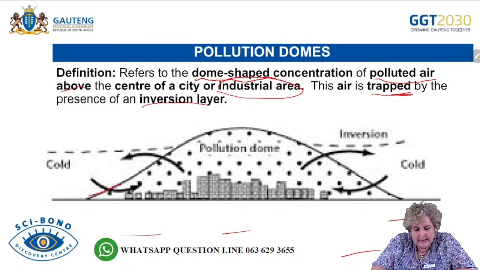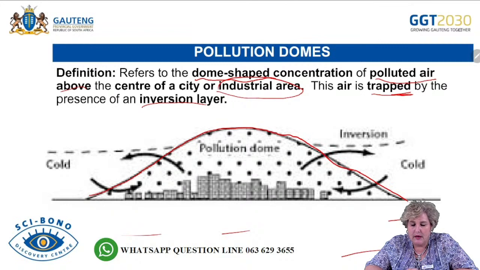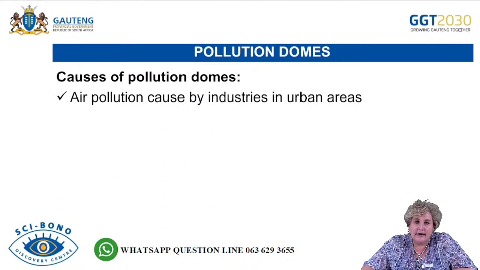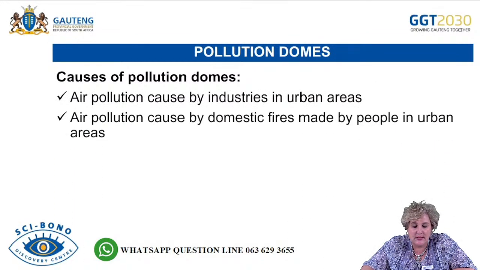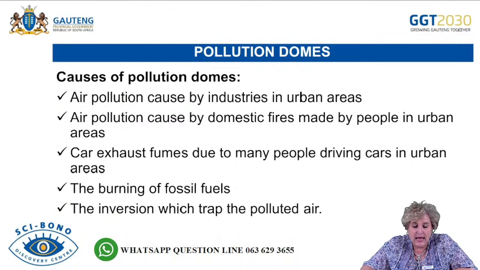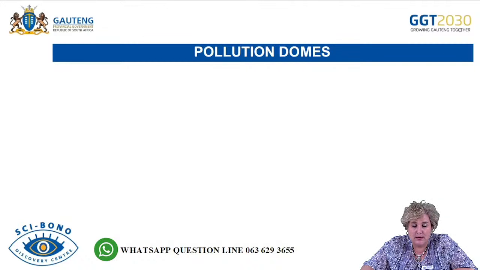Now here you can see this is the dome shape that the definition is referred to. It's a dome-shaped concentration of polluted air. So this whole area here is pollution. The causes of the pollution dome are again air pollution caused by industries in urban areas, and air pollution by domestic fires made by people in urban areas. We see that on many occasions. Then the car exhaust fumes, due to too many people driving cars in urban areas, the burning of fossil fuels, and the inversion which traps the polluted air.